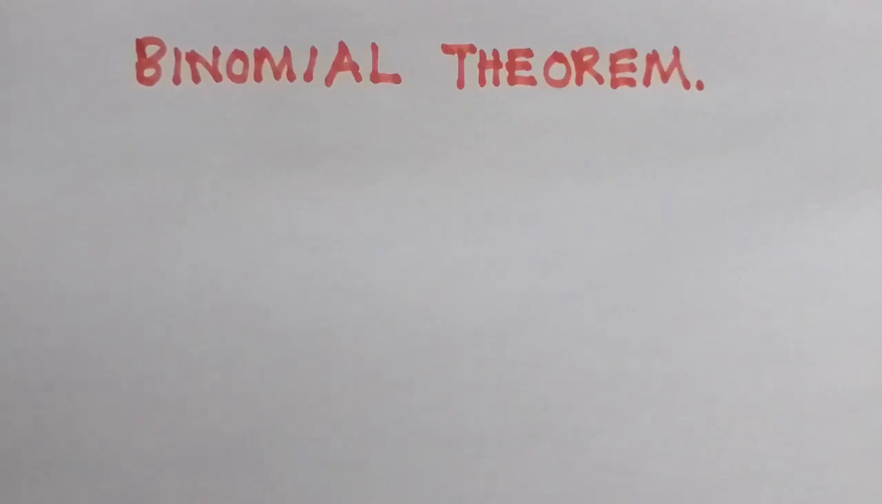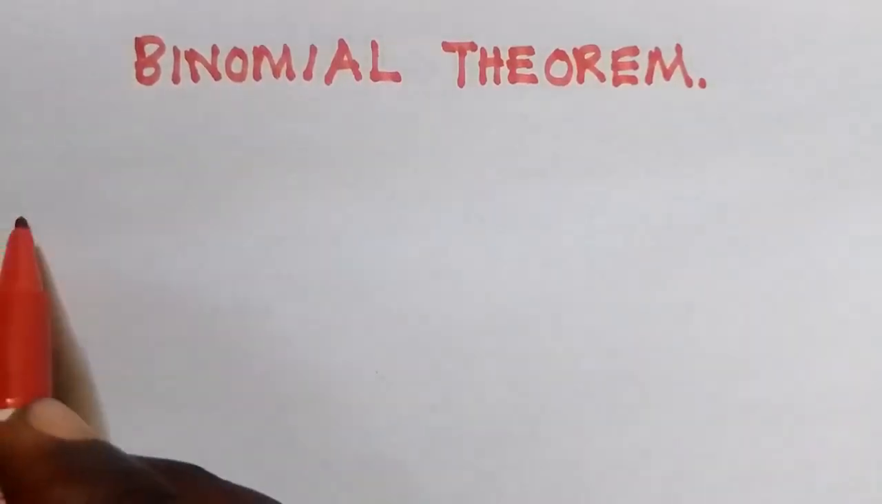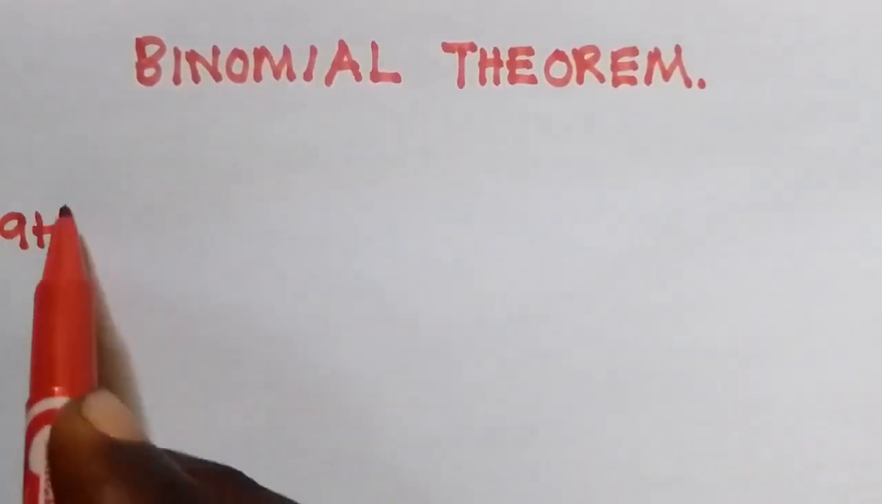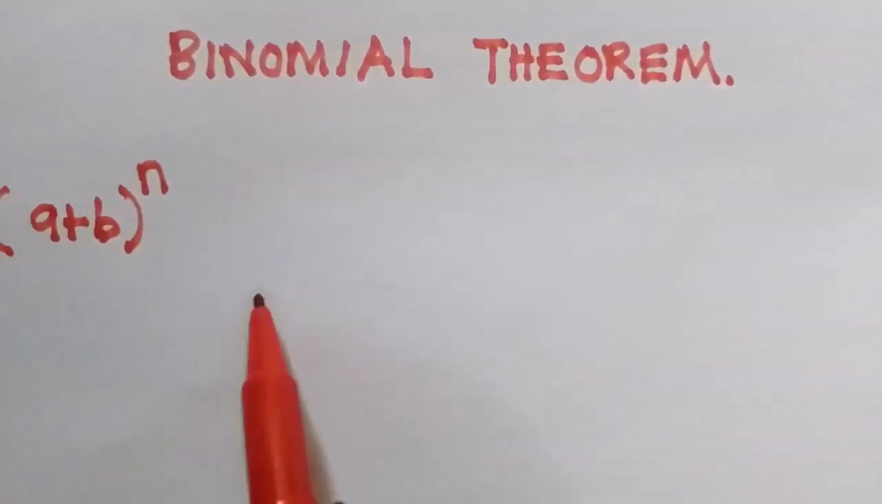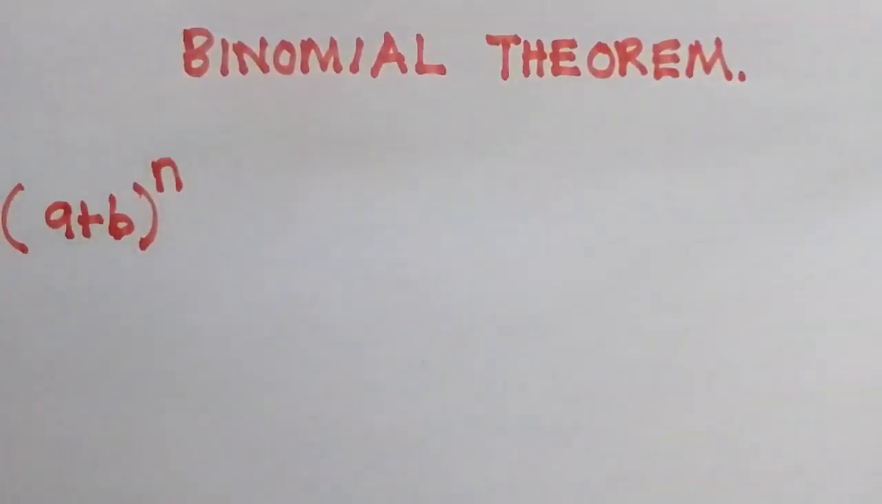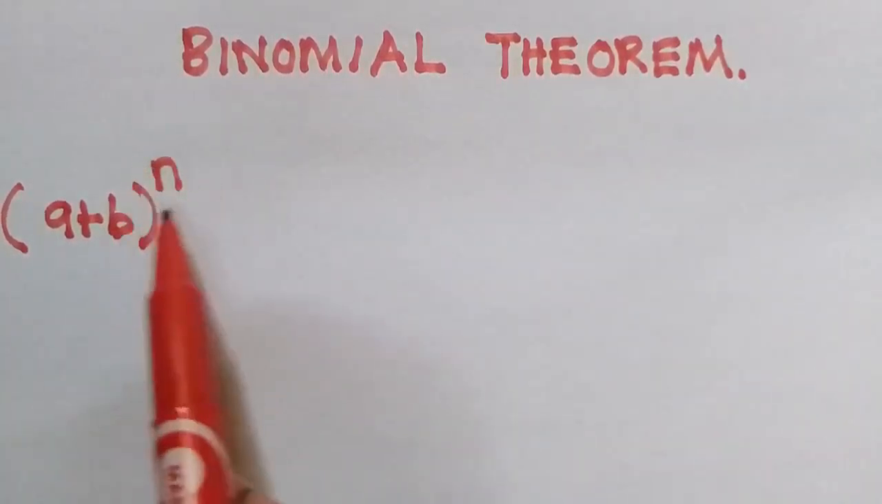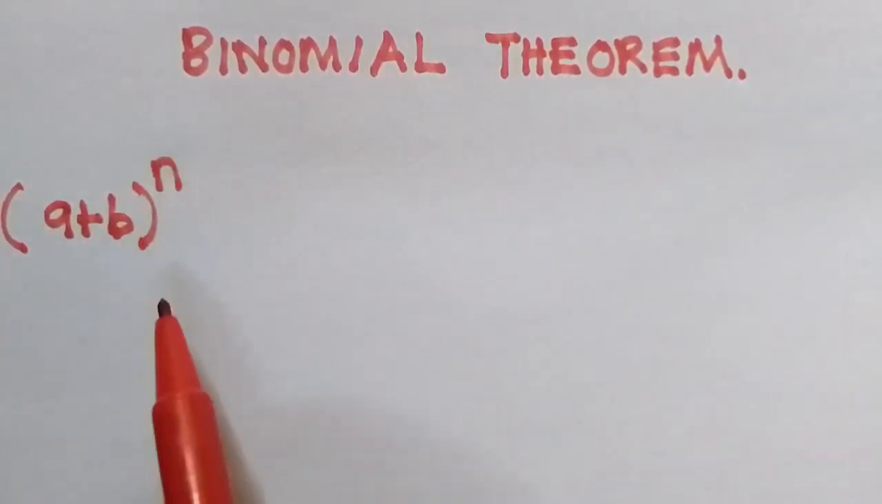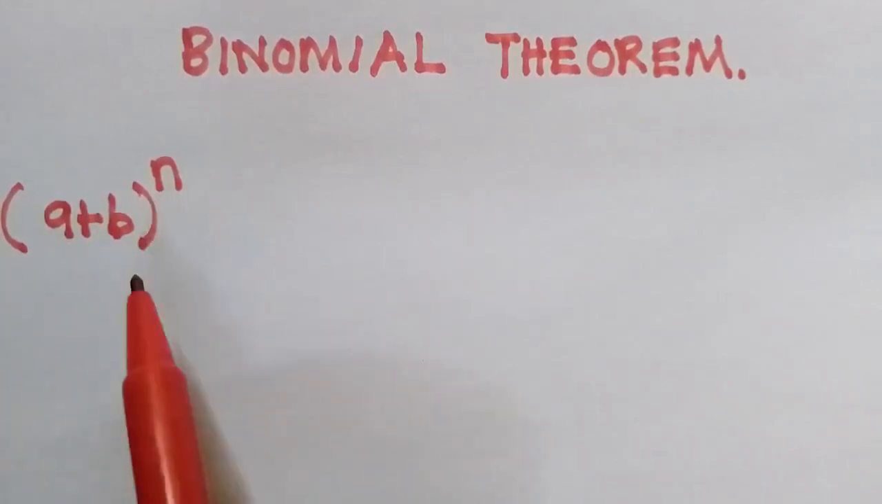So now let us learn how we can expand using the binomial theorem. So how can you expand? The first thing you need to know is the formula. You've got (a + b) raised to the power n. When you've got something like this, the n here must be a positive integer. You need to make sure that the n there is a positive integer.